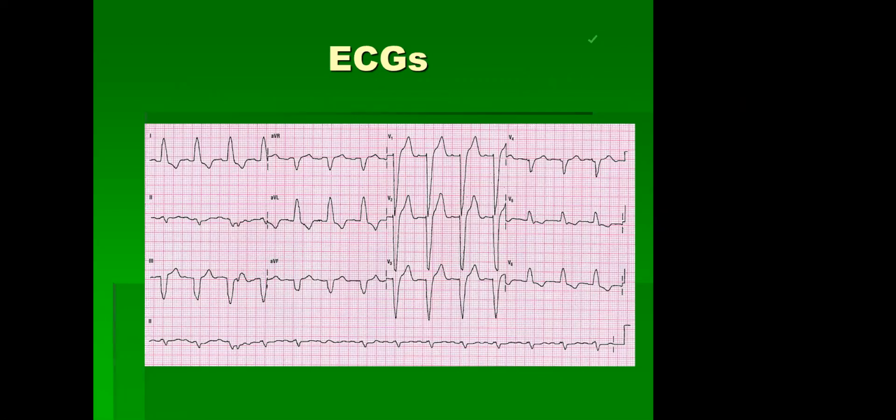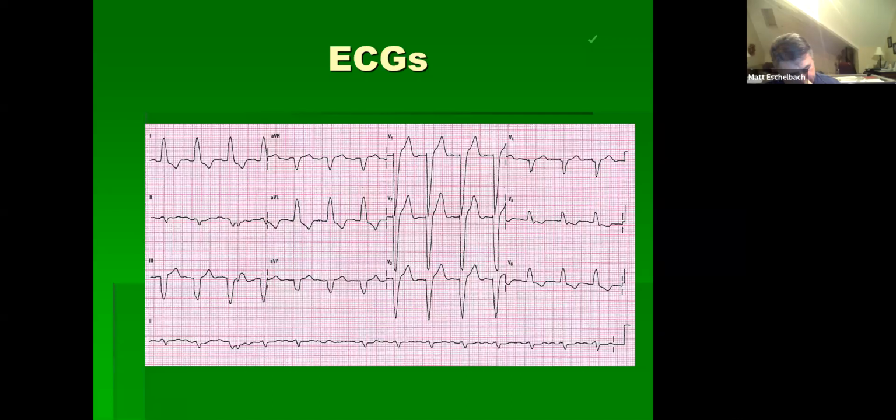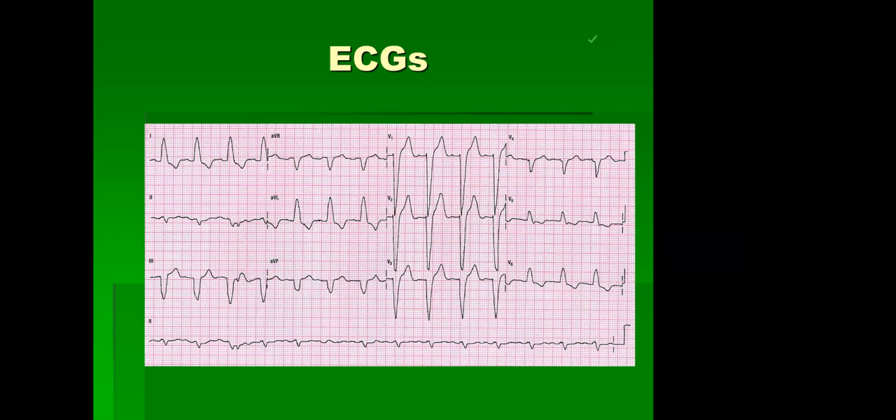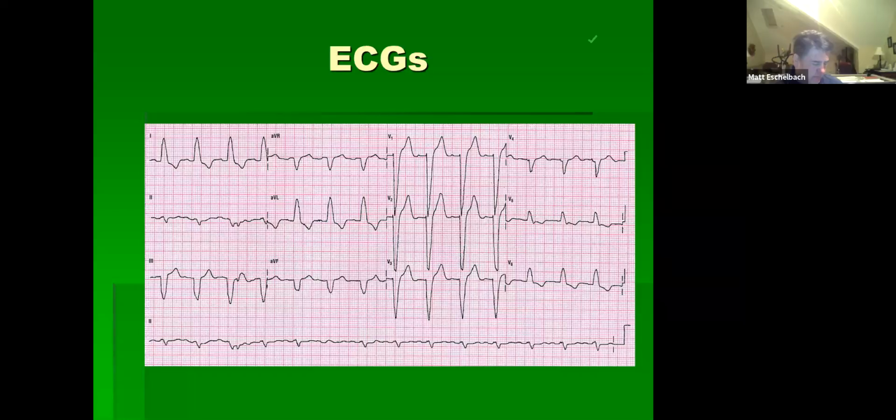All right. Tell me what you see here. So it's more wide complexes, especially in V1 through 3. It wouldn't be a left bundle because it's throughout the entire rhythm, not just in the V1 and V2 leads. Okay.